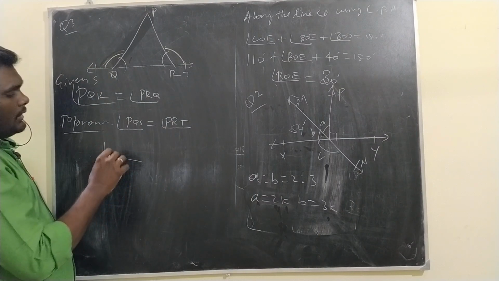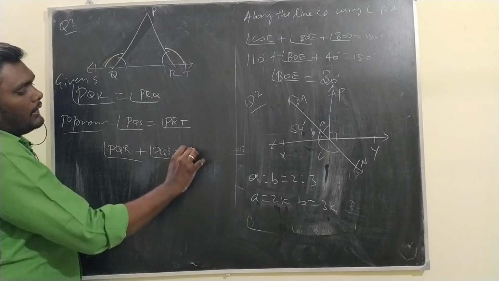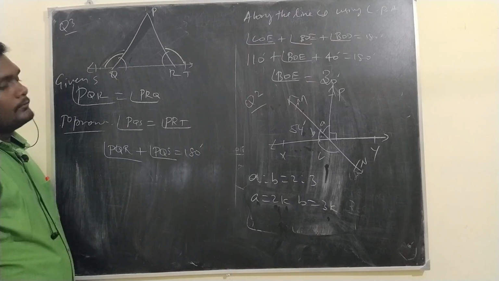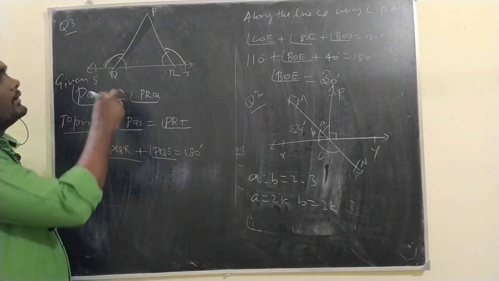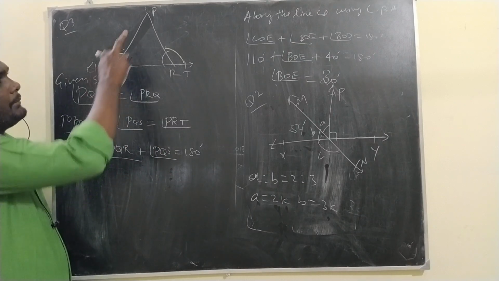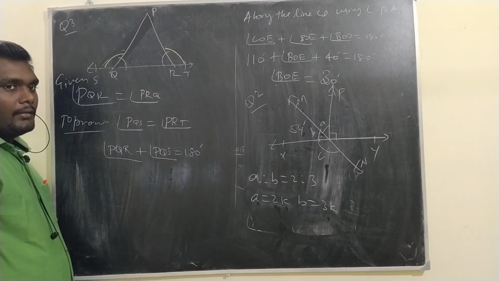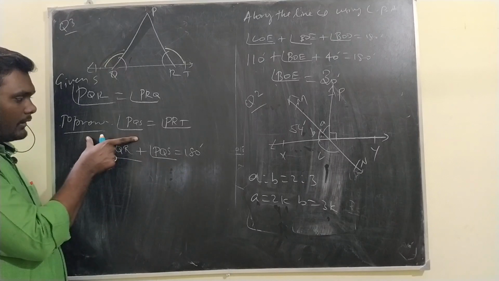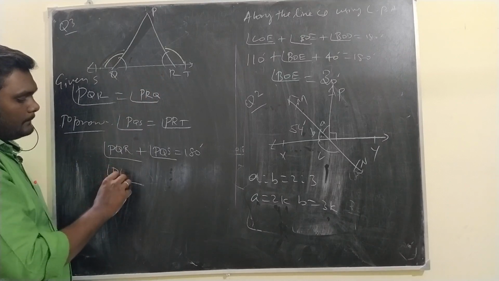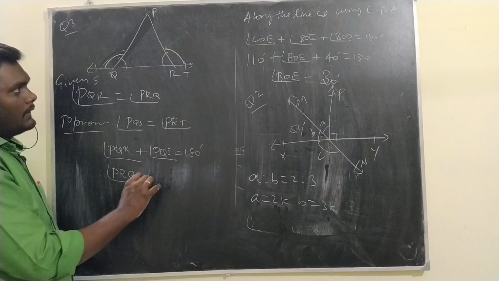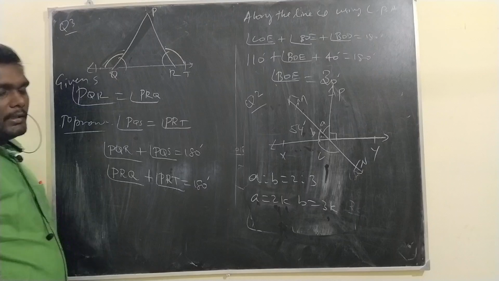Angle PQR plus angle PQS equals 180 degrees, right? Before writing this, we have to write the ray PQ stands on the line ST. Then by linear pair axiom, we can say the sum of these two is 180. Likewise, this space has to be filled with that. And then the other one, angle PRQ plus angle PRT. Now we have to add or subtract.